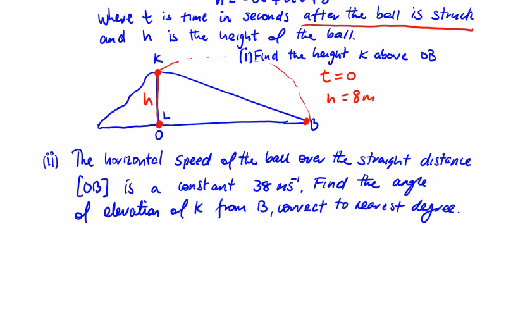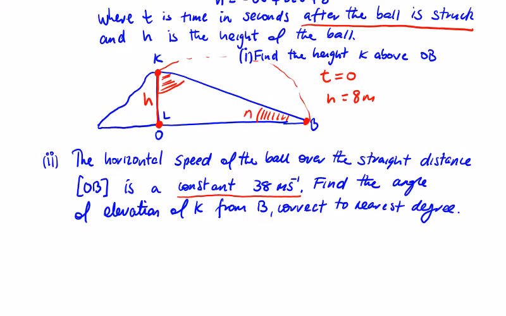Part 2 of the question. The horizontal speed of the ball over the straight distance OB is a constant 38 meters per second. For the angle of elevation of AK from B, so we're looking for this angle in here. If you weren't sure which one they meant, get that one and write the answer to this one down too, using three angles in a triangle add up to 180. Correct to the nearest degree.